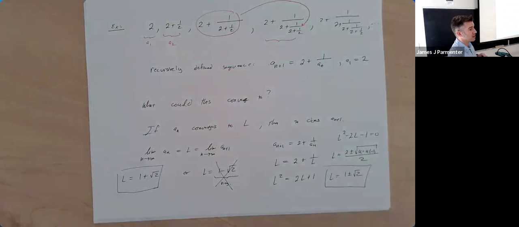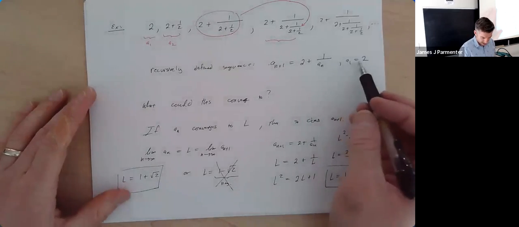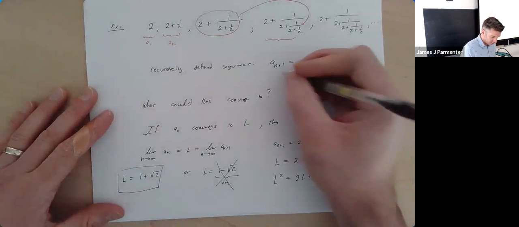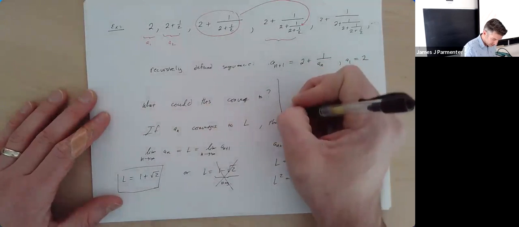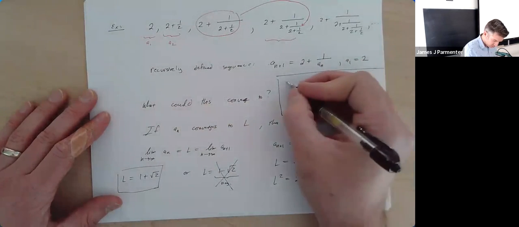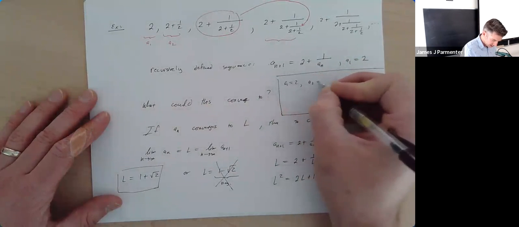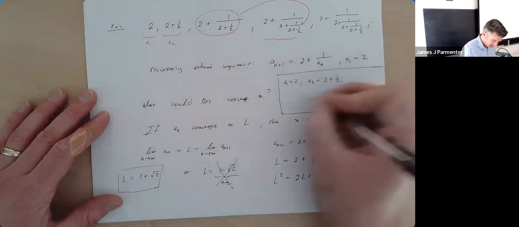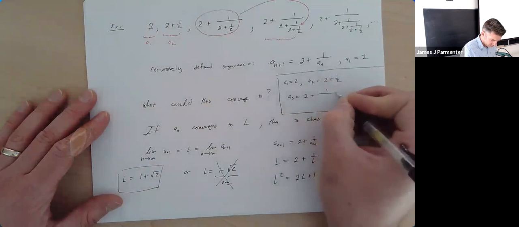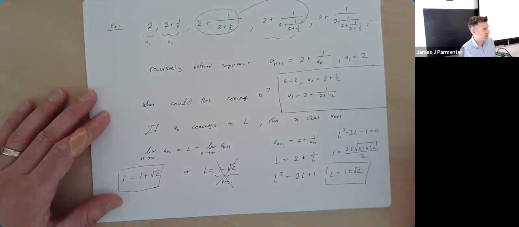Question. If we were given our sequence of a's, to determine like a sub 1 or a sub 2, you plug in a number, right? So typically if it's recursive, you have to be given the starting point. So we were given, right here, a sub 1 is 2. And then if we wanted to, although we don't have to because it's already written out, we could start writing out more terms. So a sub 1 is 2, and then a sub 2 is 2 plus 1 over 2. And then a sub 3 is 2 plus 1 over that, and so on and so forth.